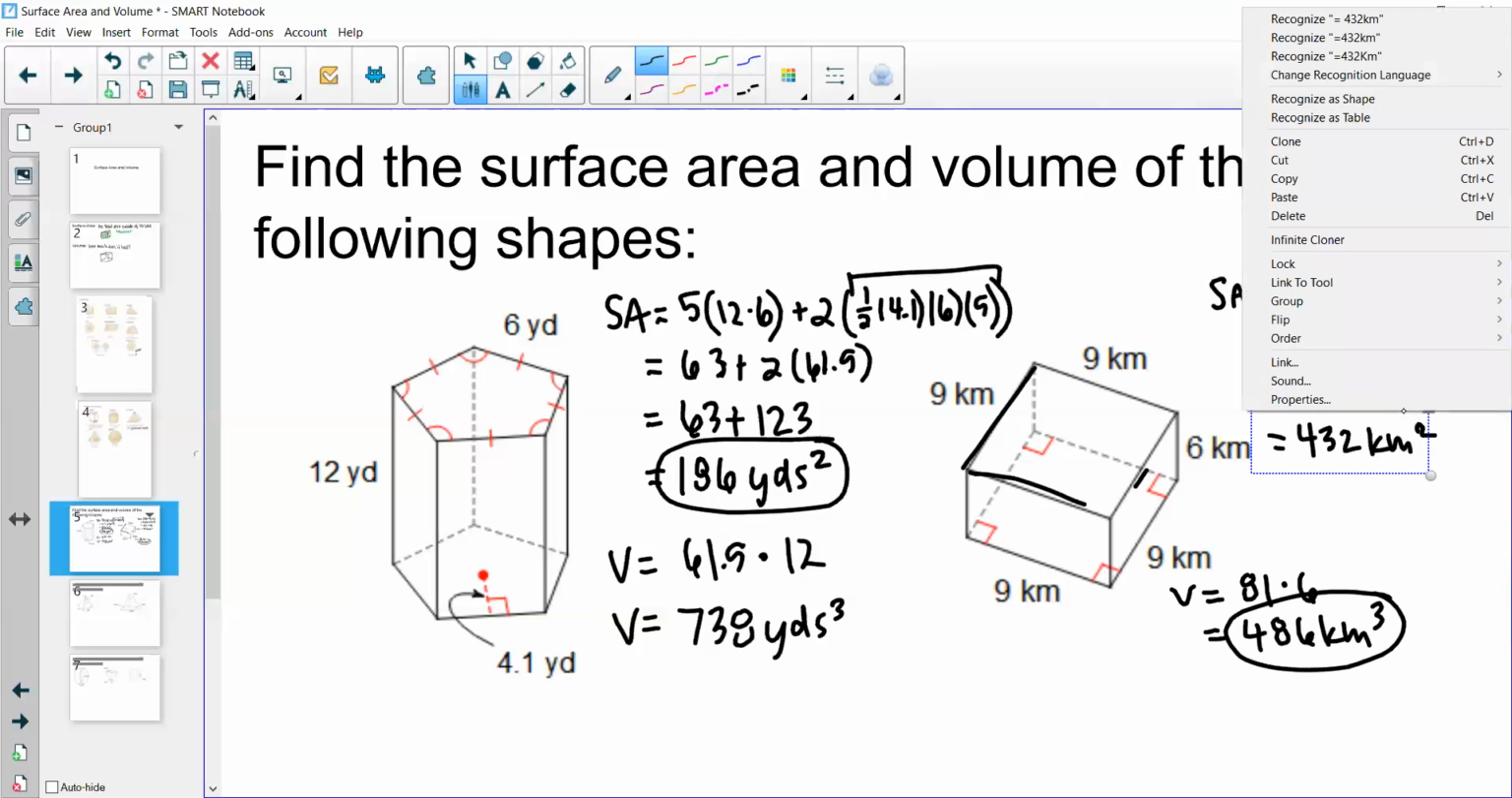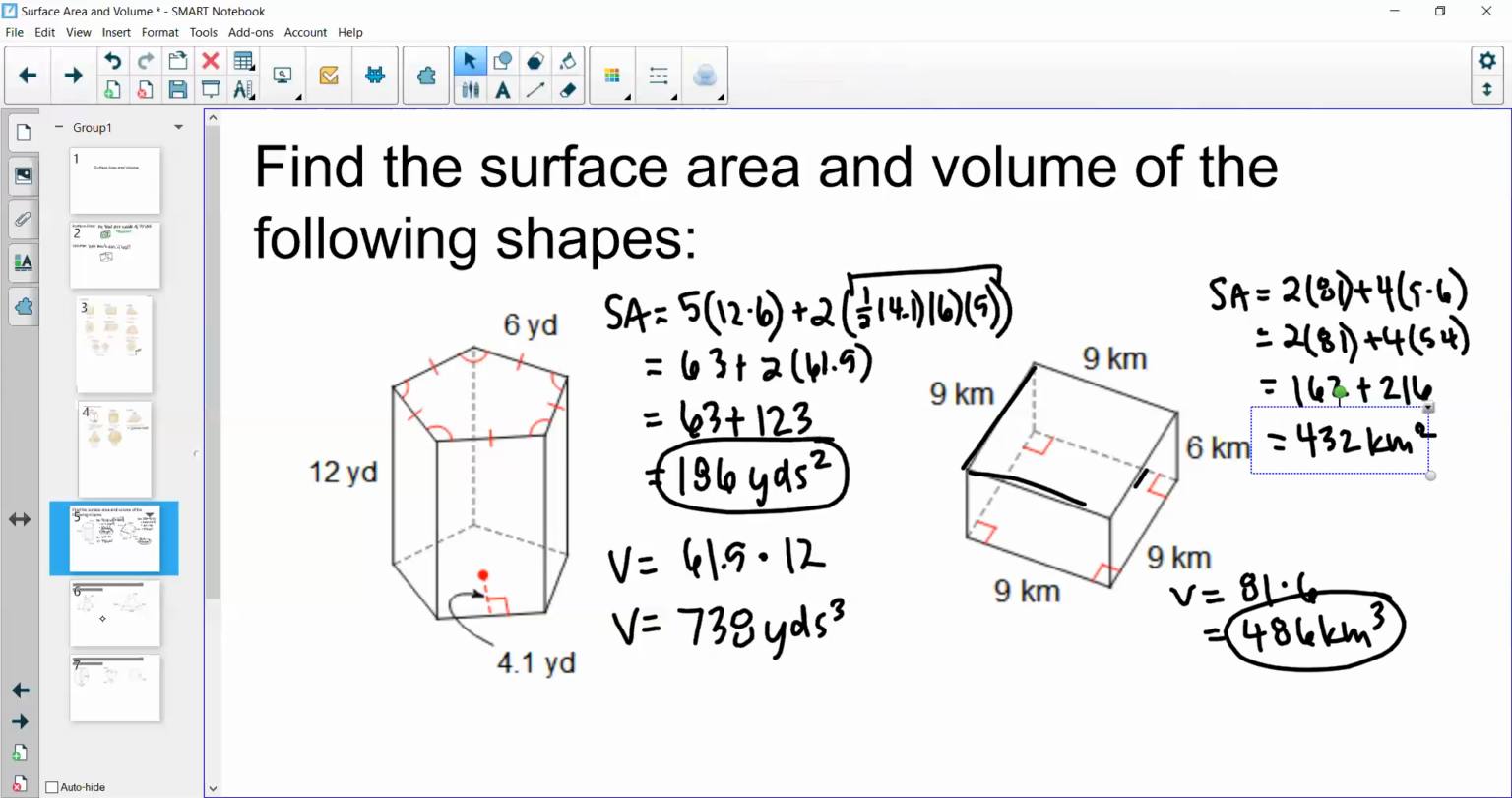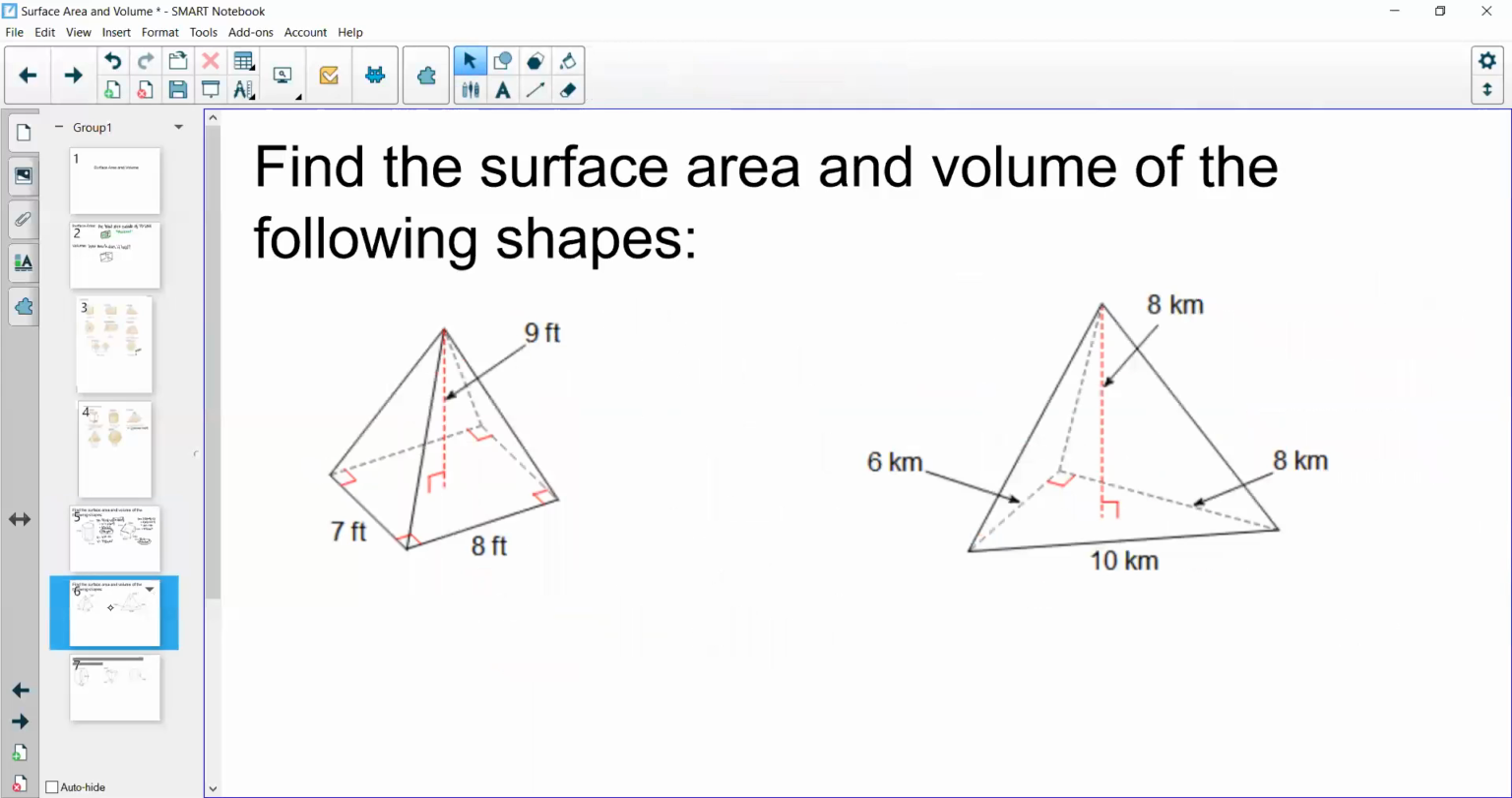Fantastic. Okay, so that's how we would do it with a prism. Now let's take a look at these pyramids here that we are going to find the surface area and volume of. So remember, to find the surface area of a pyramid, we are just going to find the sum of the area of all the sides. And to find the volume, we are going to do 1/3 the area of the base times the height.